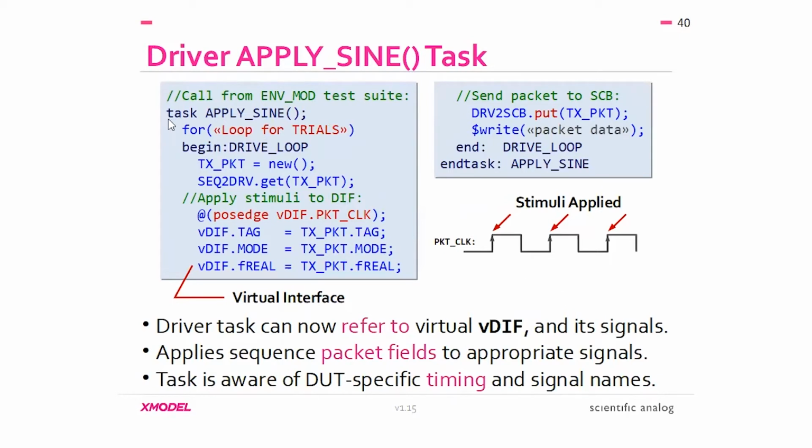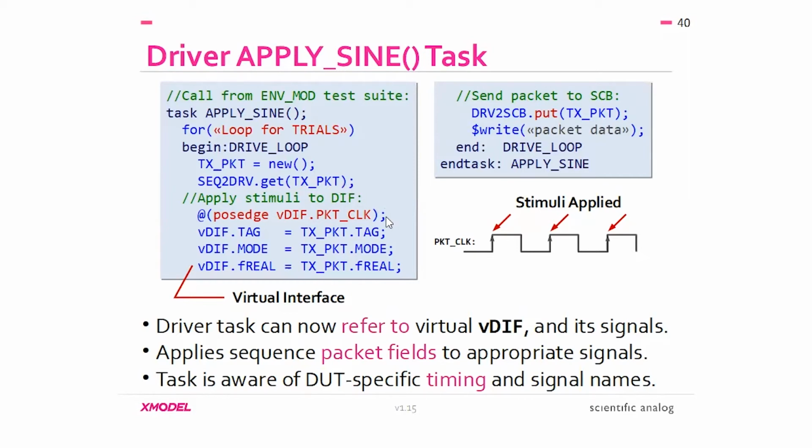Let's dig deeper into the driver class code. Here is the main task, apply sign. And as you can see, it loops over some number of trials, just like the sequence object did. On each pass, we create a new transmit packet ready for transaction data, and we stuff it with that data by calling the get method on the mailbox coming down from the sequence object. So TX packet has now been filled with the frequency and mode for this transaction.